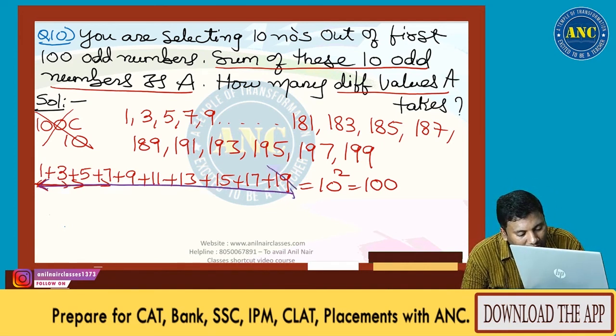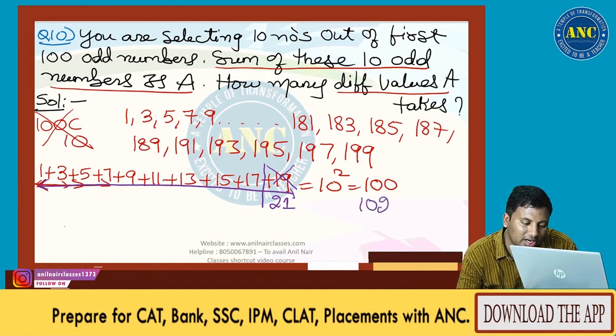Suppose I remove these 19. I have to select 10 odd numbers. I will replace it with 21. Till here the sum is 81. 81 plus 19 is 100. 81 plus 21 is 102.